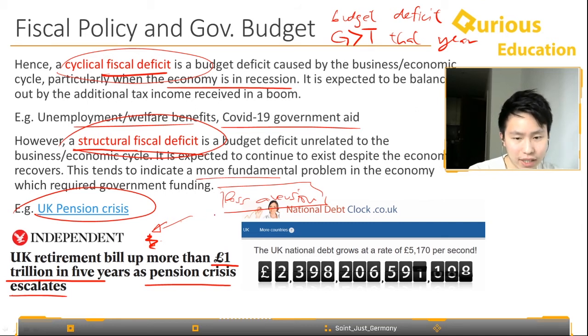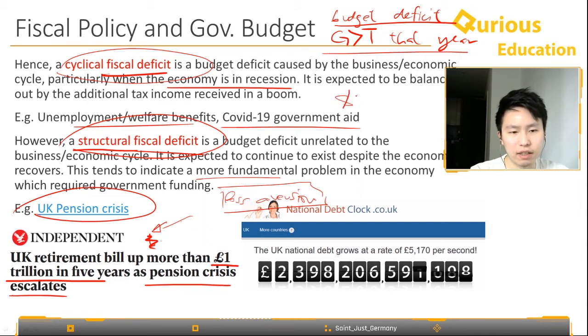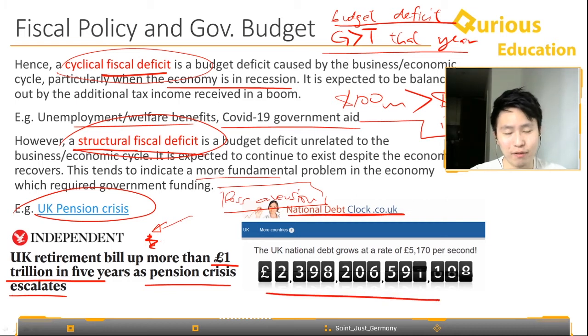Okay, could you explain budget deficit again? Yes, I can do that quickly. A budget deficit is when the government spends more money than they're receiving from taxes in that particular year. So if the government spent 100 million on the NHS and education in that year, but they only took in 50 million in income taxes, then this would be a budget deficit. We can also see the amount of national debt that we have, and it's 2.4 trillion pounds.